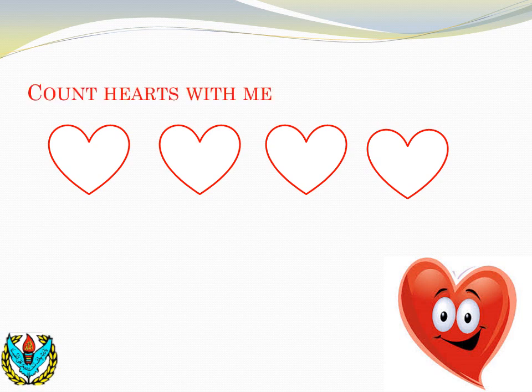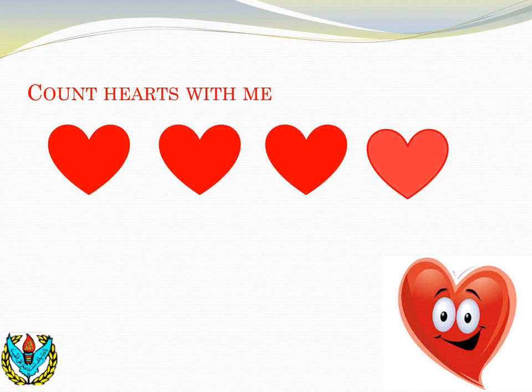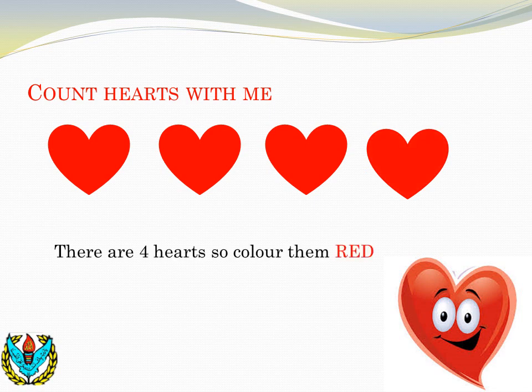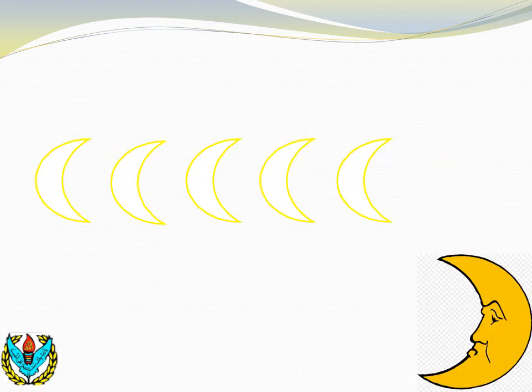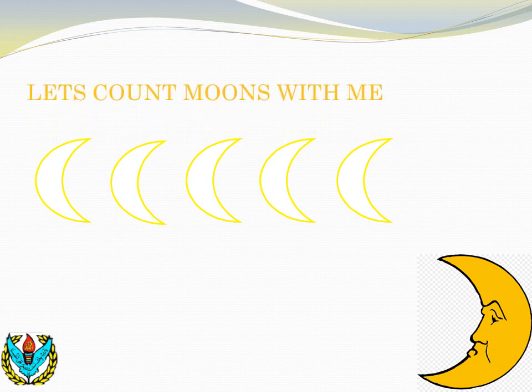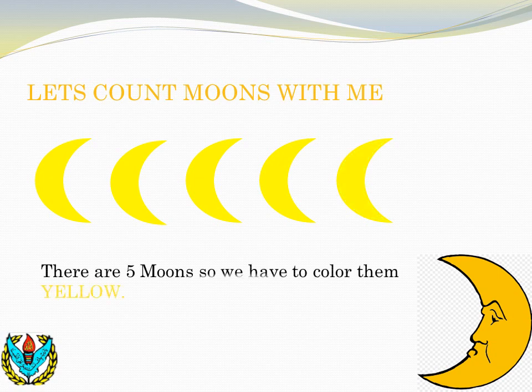Wow, beautiful hearts are there. Count with me: 1, 2, 3, 4. There are 4 hearts, so we have to color them red. Now, look at these beautiful moons. These are 5 in total: 1, 2, 3, 4, 5. These are 5 moons and we color them yellow.